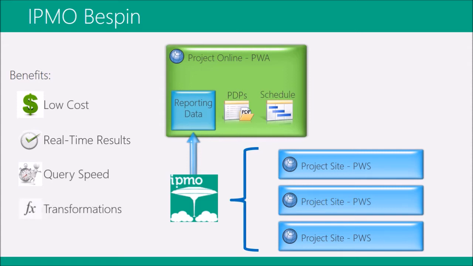Data transformations. While the data is being aggregated, common functions can be applied to the data, like changing SharePoint users into their login names or display names, or converting rich text into plain text. But enough with the PowerPoint. Let's see how this works.